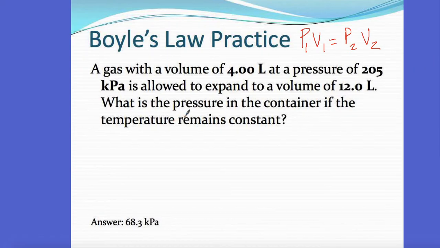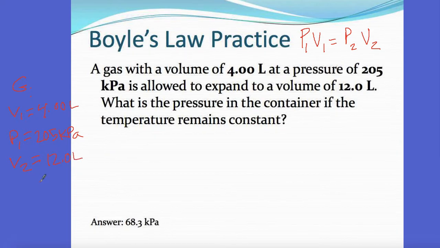All right, P1 V1 equals P2 V2. Well, they're telling me it's Boyle's law. If they're telling me it's Boyle's law, I'm just going to use the equation. So let's write down our given. It says a gas with a volume, okay, V1 is equal to 4.00 liters at a pressure of 205 kPa. We can use any pressure unit, but this is what they're giving to us. I'll be using some others soon so that you'll get the hang of other pressure units. It is allowed to expand to a volume of 12 liters. So now our new volume is going to be 12.